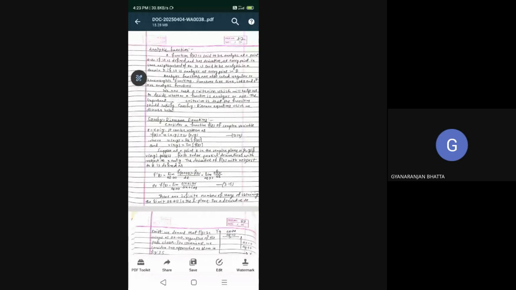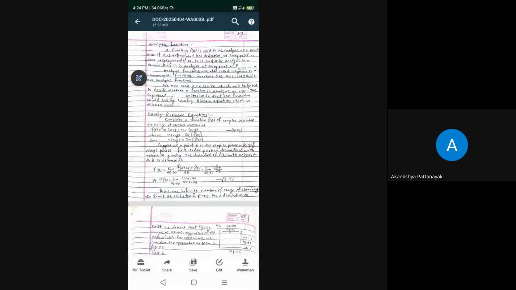No, sir. Cauchy-Riemann equation, you start. Okay. Analytic function, you start. Anybody else? Anybody else? Okay, so I think, sir, from everybody, analytic function. Okay, so I think I shall start from here.